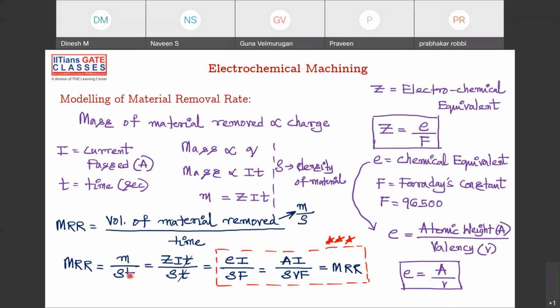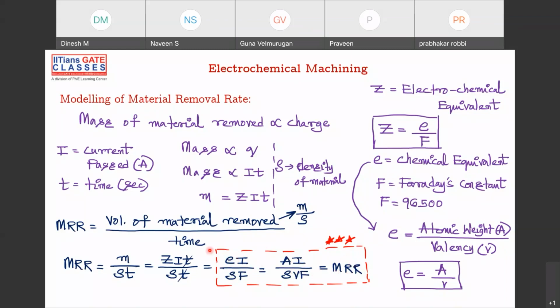So if I substitute mass by density, and this time is T here. Already I know that mass is what? ZIT. I substitute ZIT divided by rho T. T gets cancelled. So then ZI by rho, right? What is Z? Z is nothing but E by F. So if you substitute, E by F, I by rho. And then if I substitute E is equal to A by V, then A into I by rho VF, then this is your MRR.